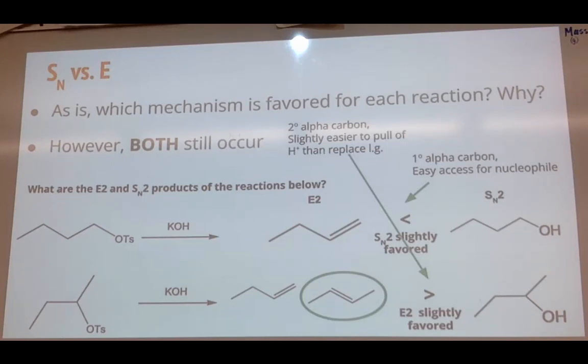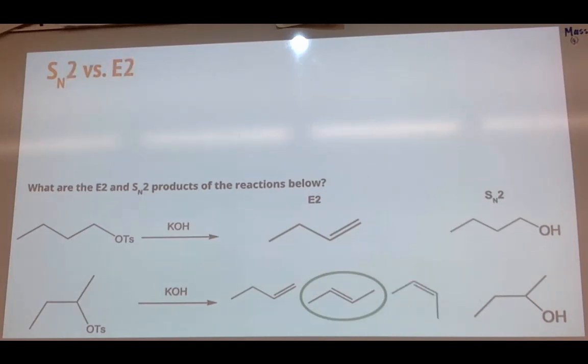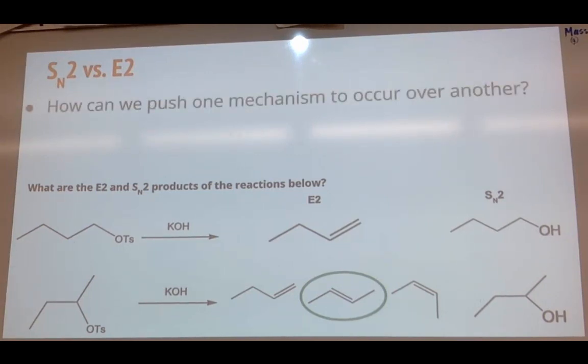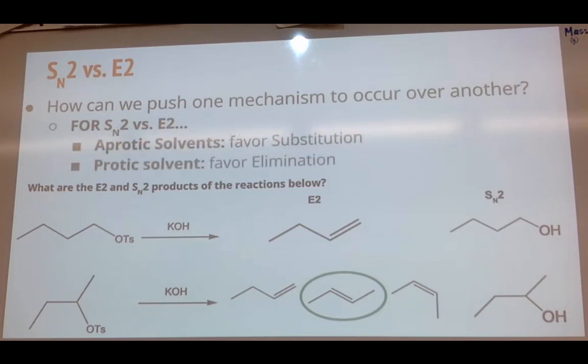Now, how do we know when one is more likely to occur? How do we push one mechanism to occur over another? Well, we can also look at the solvent. We have a lot of different things that we can look at. When we look at SN2 versus E2, look at the solvent that you use.